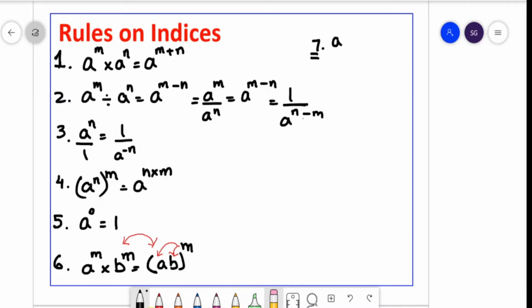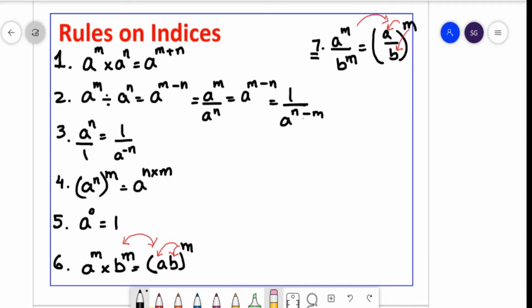Similarly, if we have a to the power m divided by b to the power m, the bases are different but the exponents are the same, we can write it as the whole power of this fraction. And the other way around, if we have the whole power of a fraction, then this power is given to the numerator and to the denominator.